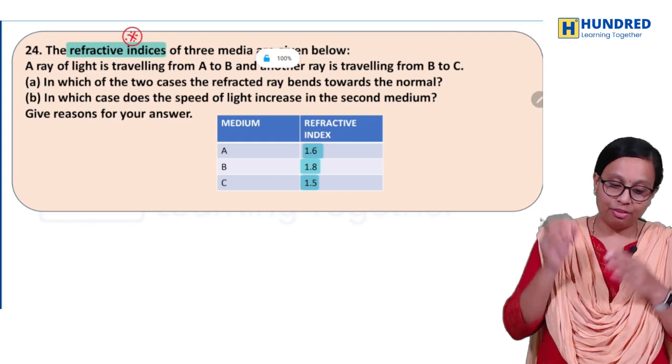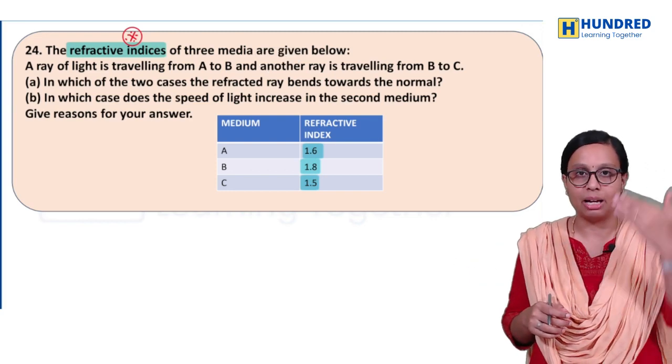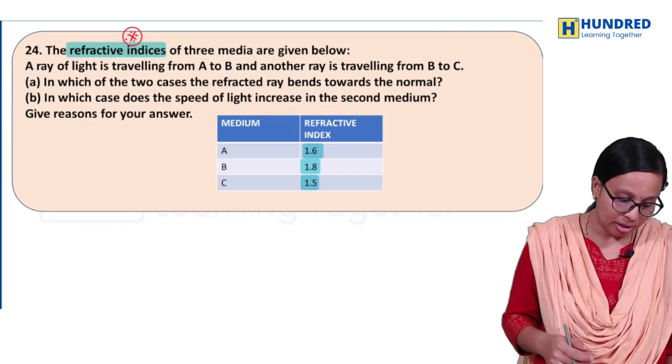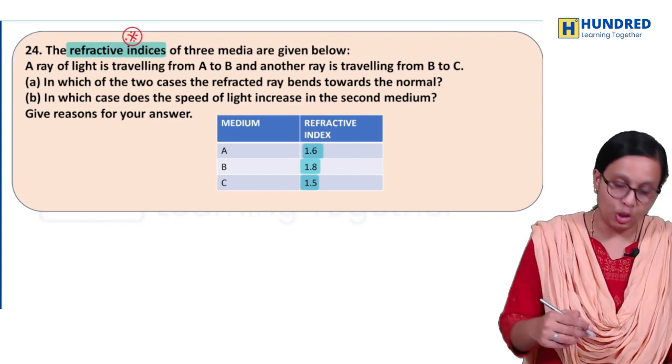A light is traveling from A to B and then from B to C. Okay. Imagine like a rectangular glass slab. So from A to B it's traveling, again from B to C it is coming outside. In which of these cases the refracted ray bends towards the normal?